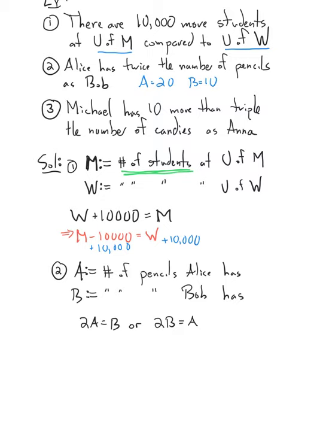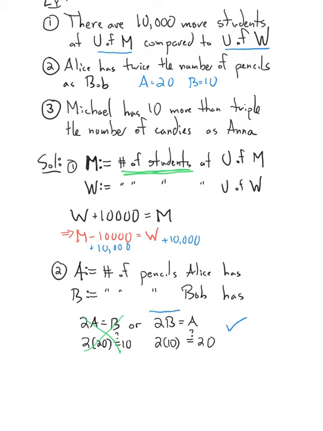So let's check. So the first one, 2 times 20, does that equal 10? It does not. 2 times 20 is 40. So this is no good. Let's check the other one. 2 times 10, does that equal 20? And it does. 2 times 10 is 20.